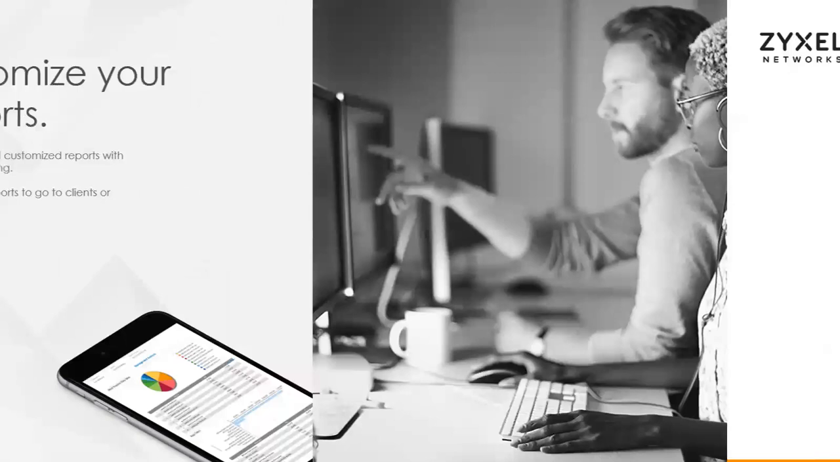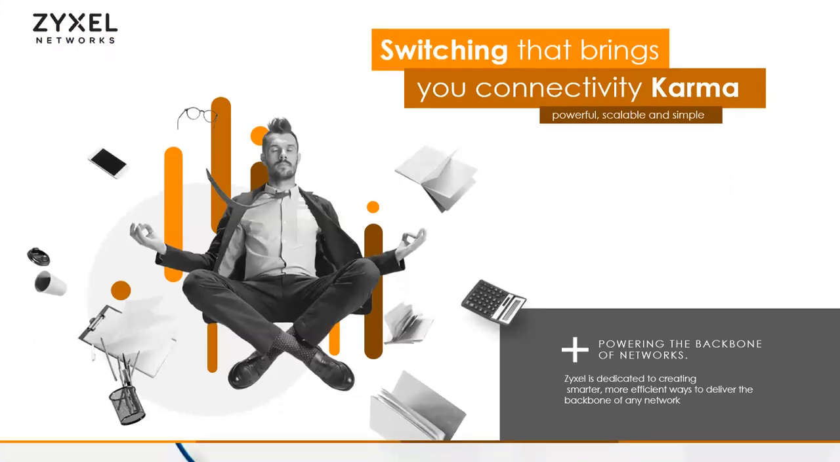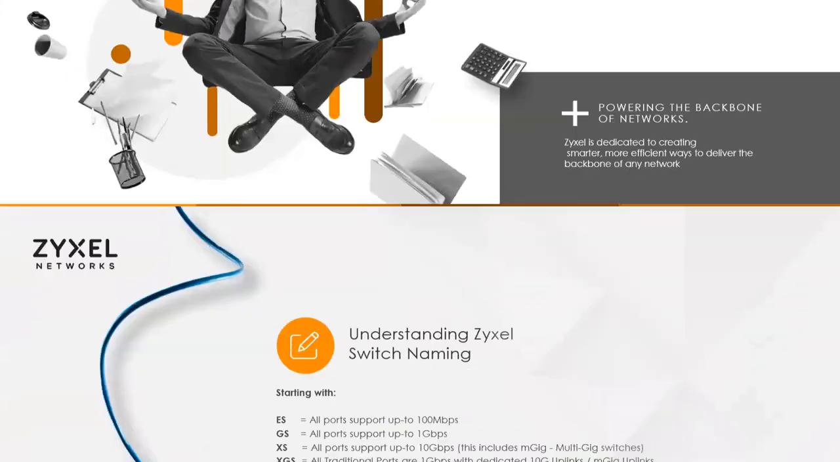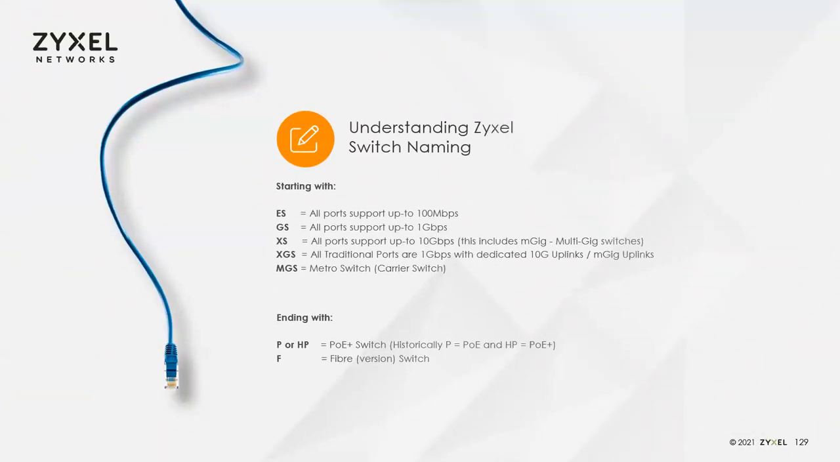So that's it for security. We'll now move on to switches, and boy, do we have a lot of switches. I'm going to start by talking about the naming scheme. When you're looking at our price sheet that we send out, or you're looking at distribution, if you can remember these naming rules, it'll help you figure out what switch you're looking at, what it offers, or maybe what switch you should be looking for.